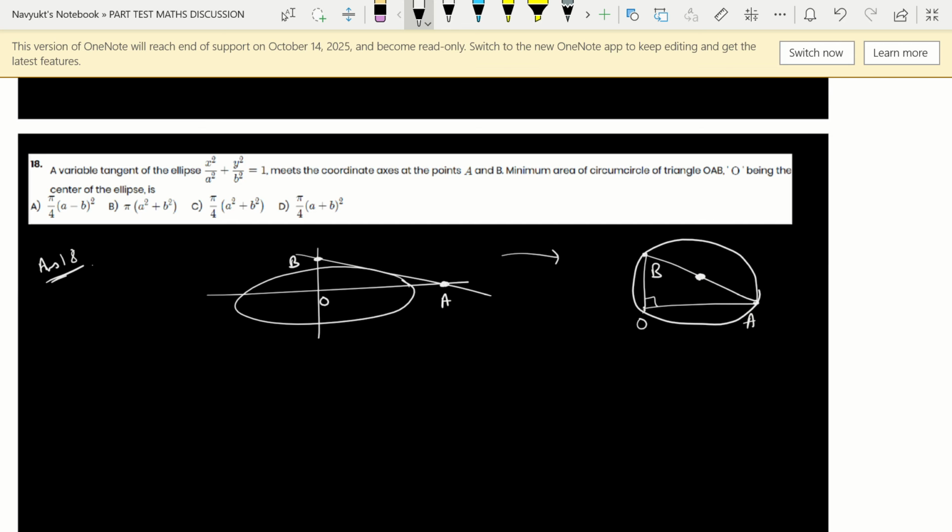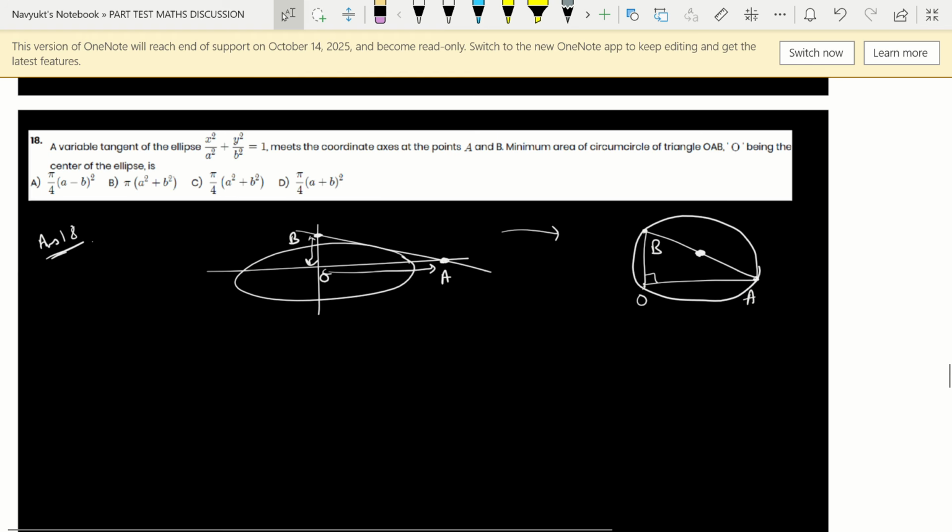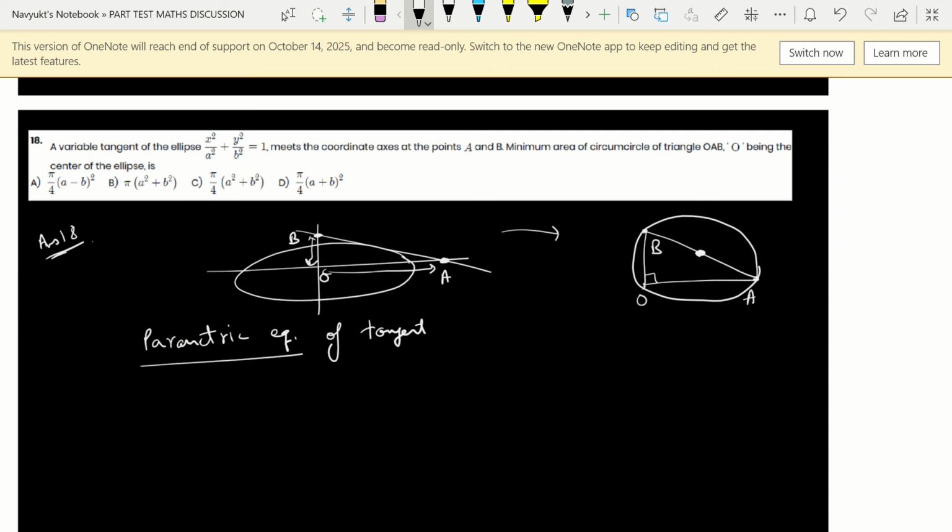So we are going to deal with the distances. Whenever we are going to deal with these kinds of distances, which are nothing but intercepts, clear? So we'll try to write the equation of the tangent in such a way that we get intercepts easily, right? That is the parametric equation of the tangent. What is that? That is simply bx cos theta plus ay sin theta equals to ab. Correct? This we all know. So this is the equation of the tangent.